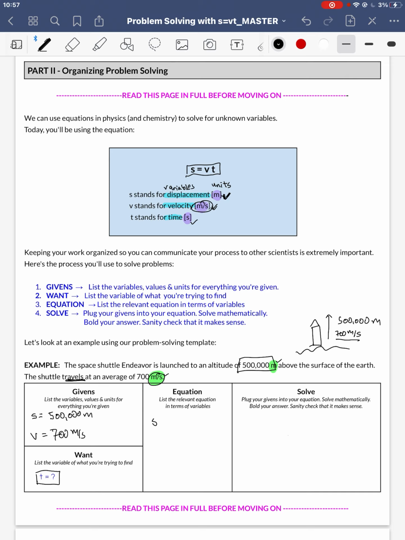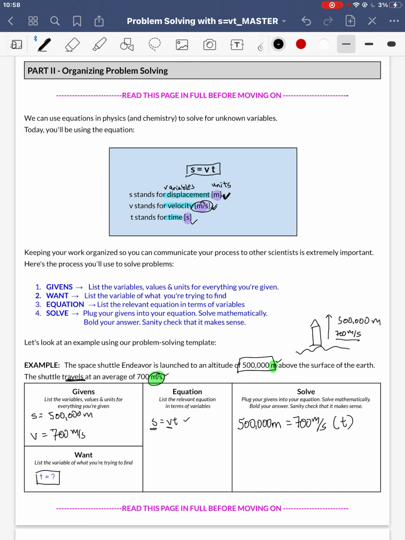All right, so S equals VT. This is our equation. Actually, I should be doing my work in the second box, excuse me. So the equation we're going to use is S equals VT, just one equation for today. And let's go ahead and plug our values in, just like you would do in math class. So when I see S, I'm going to put the S that I have, 500,000 meters, equals V, 700 meters per second, times T.